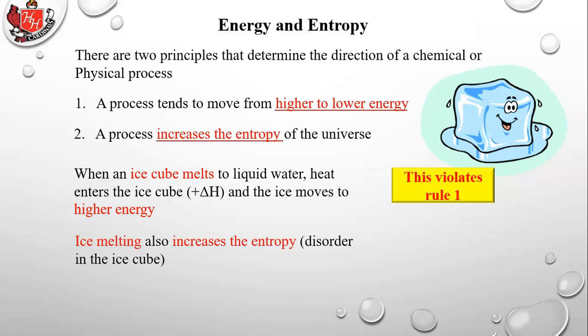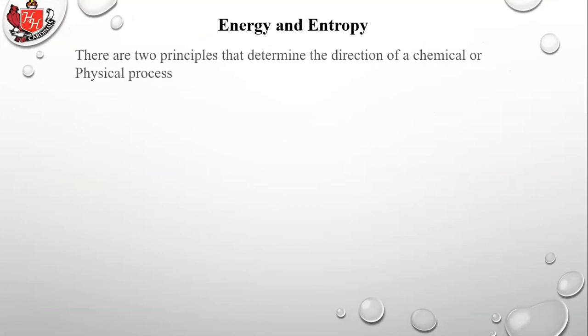But when ice melts, it also increases the entropy, the disorder of the water molecules in the ice cube. They become more disorderly. Instead of being locked in fixed orderly positions, they can flow all over the place. So that's an increase in entropy. So that obeys rule 2, that a process increases the entropy of the universe. So when an ice cube melts, one of these rules is being violated and one of them is being obeyed. Now let's look at the opposite process.